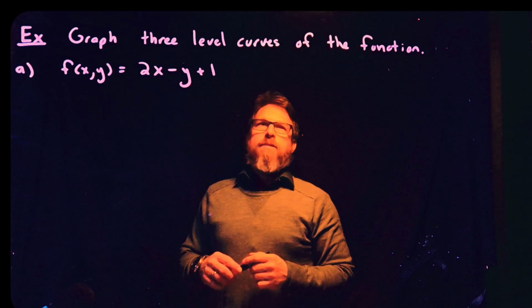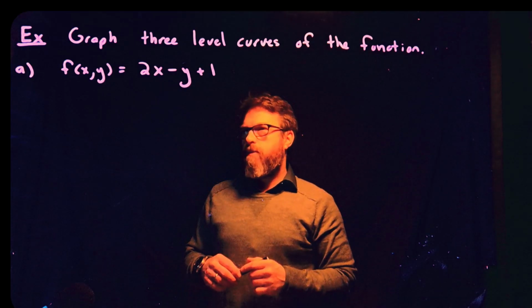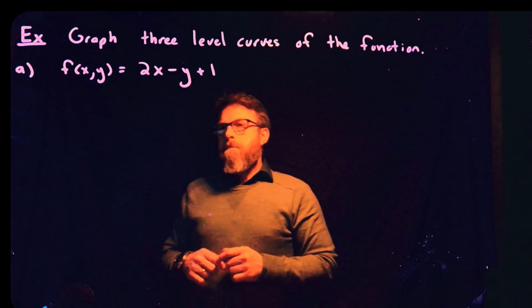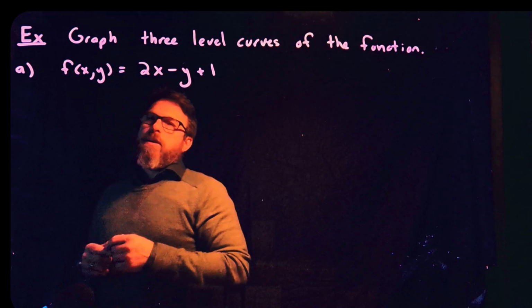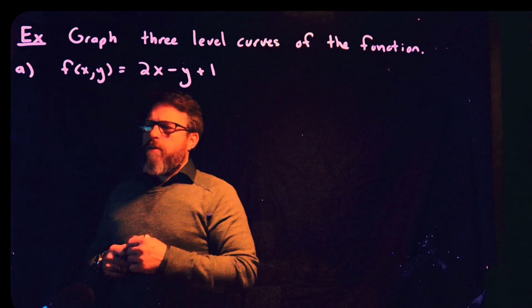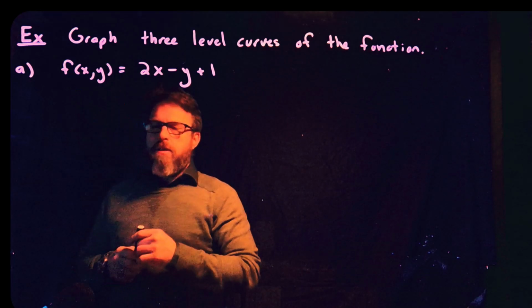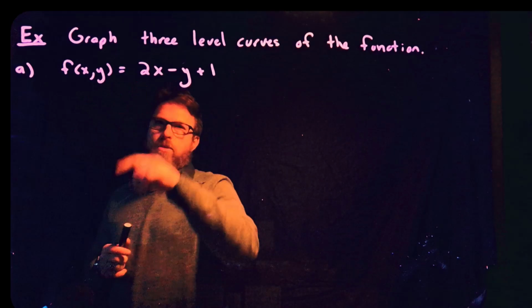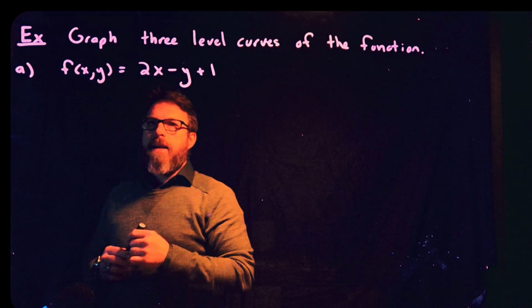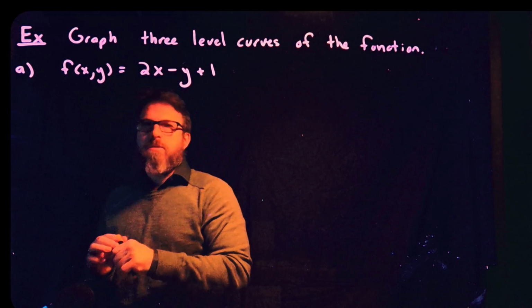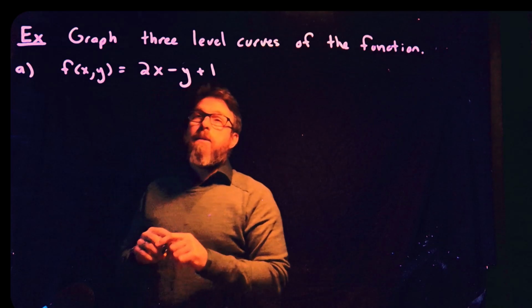So I want to graph three level curves of a function. We're going to figure out some constants that I want to set z equal to. The function is z equals 2x minus y plus 1. Sometimes the choice is obvious, and sometimes you can really pick almost anything.